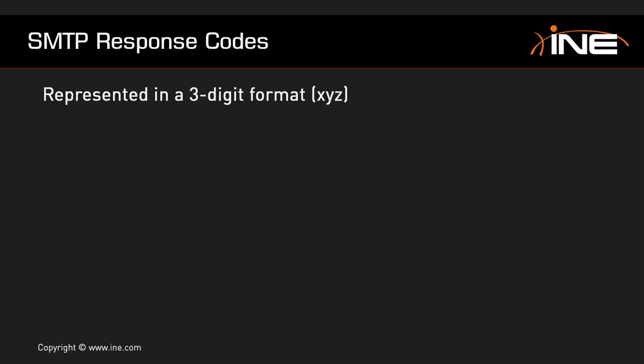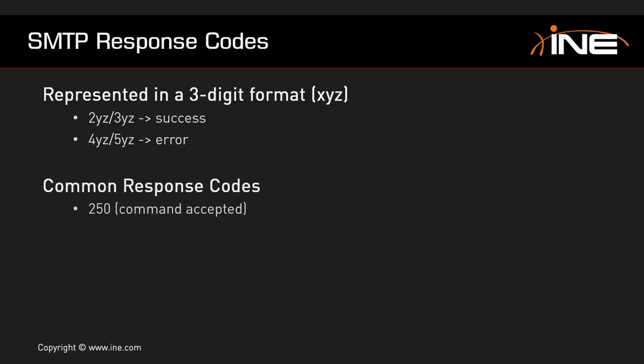SMTP response codes take a 3-digit format, same as HTTP. And in reality, it is only this first digit that's most important. So whenever you see a response starting with 2 or 3, it generally means that the command was processed successfully. Whenever you see a response starting with 4 or 5, it means that we have a problem. And now some of the common response codes. Ideally we want to see 250 for a regular command. It means that it was accepted without any issues.